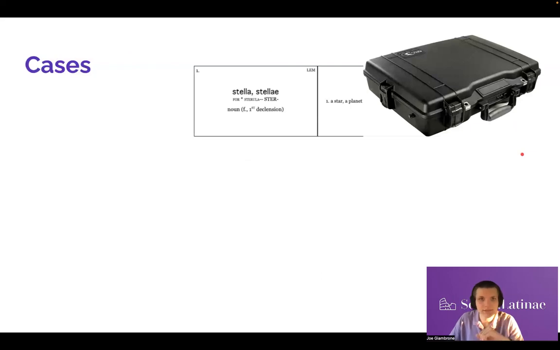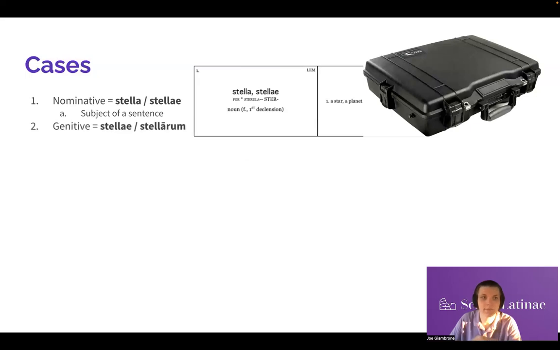And we mentioned cases as well. We're going to use stella as our example here. Stella means star, and we have its dictionary entry, stella stellae, right here. The nominative, and we have the singular and plural forms, by the way. The nominative is used as the subject of the sentence. The genitive is used for possession, so you say like of the star or the stars. This form is how you find the stem. So you take off the genitive ending, which is ae, and you're left with stel, which is the stem.